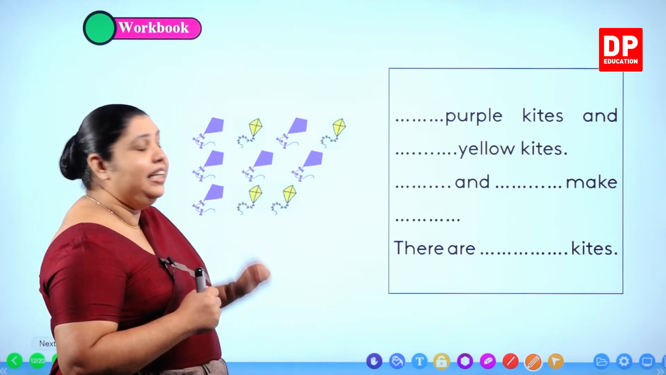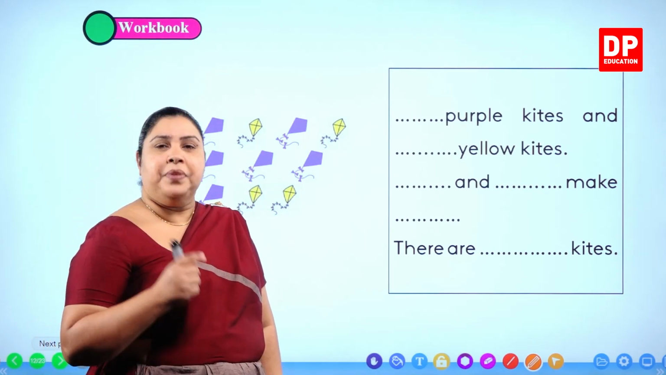Purple and yellow. Purple කියලා කියන්නේ දම් පාට.